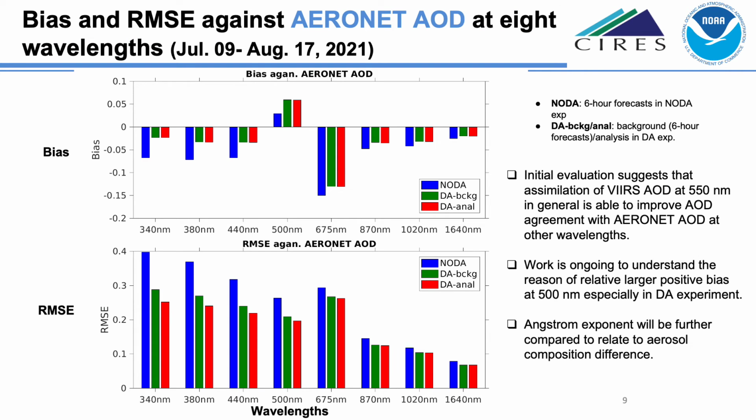We also ran some initial evaluation by comparing with independent AERONET AOD at 8 wavelengths, as shown on the x-axis in the bar plots, with bias at the top and RMS error at the bottom. You can see that, in general, assimilation of VIIRS AOD at 550 nanometers is able to improve AOD agreement with AERONET AOD at other wavelengths in terms of both bias and RMS error, except that the DA experiment shows relatively larger bias compared to the no DA experiment. This is out of our expectation. We are still working on the potential reason for that.